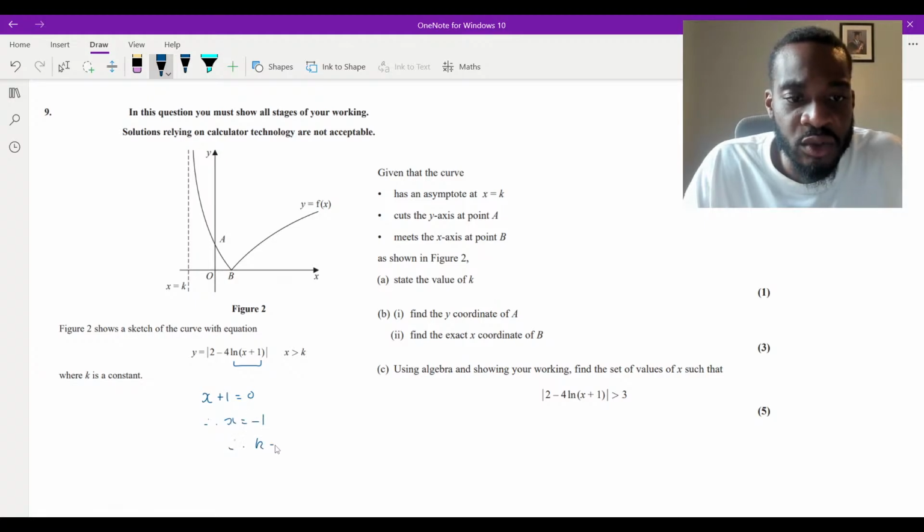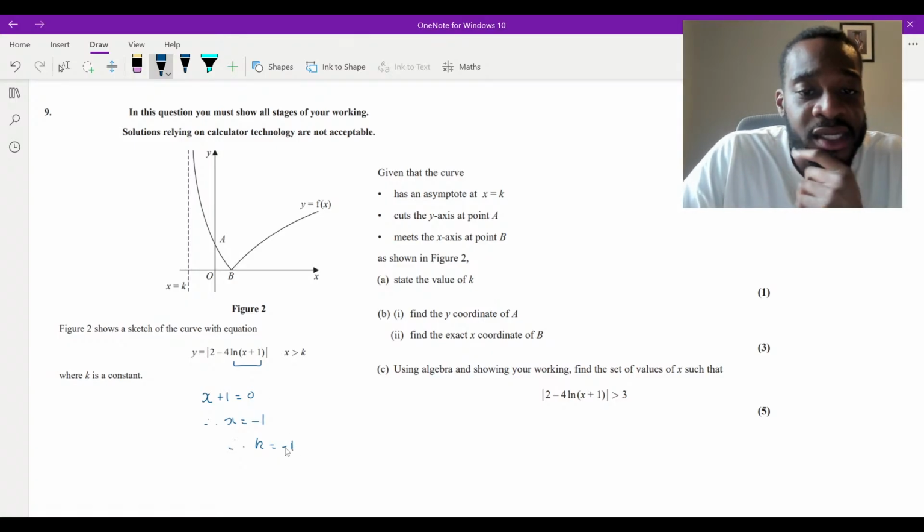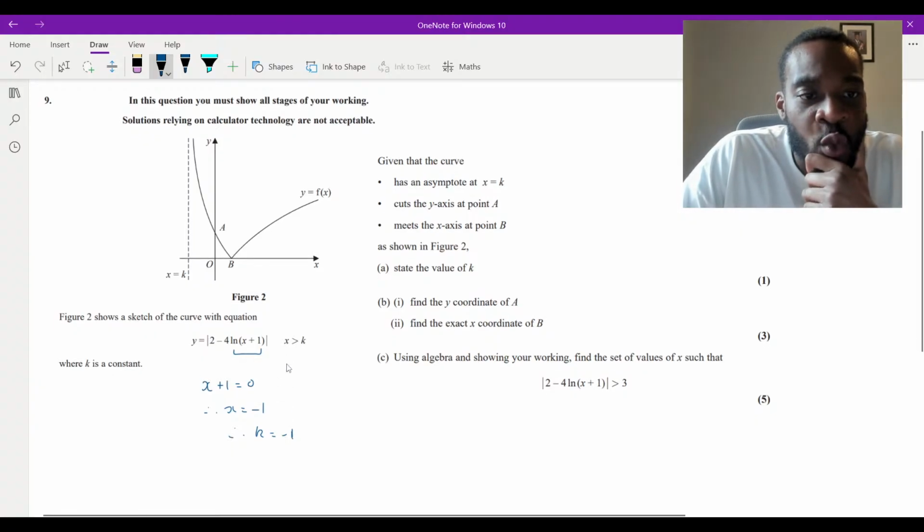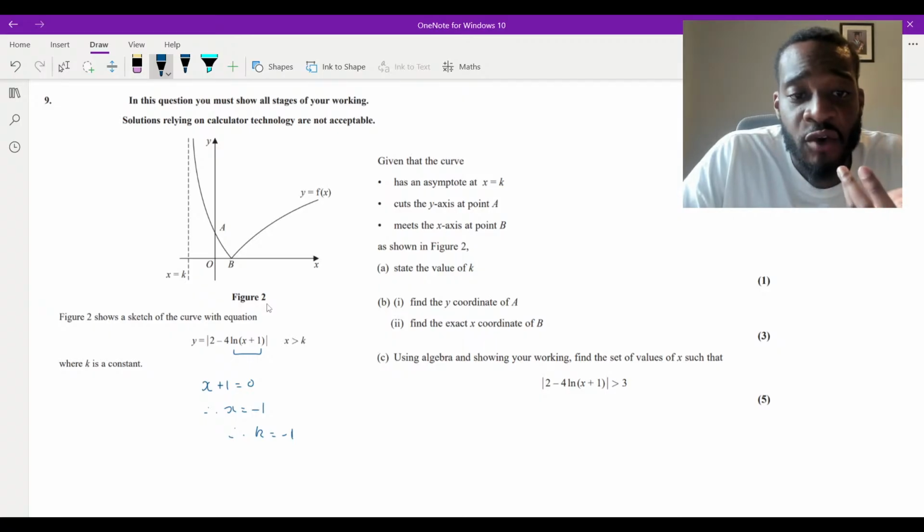So therefore, k is equal to minus 1, and that is the first answer, right? So k is equal to minus 1. And then part B I says find the y coordinate of A. Now the y coordinate is when x is 0, isn't it?